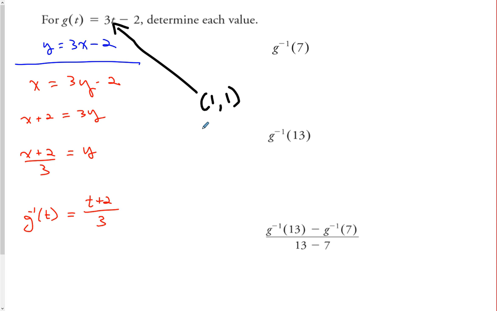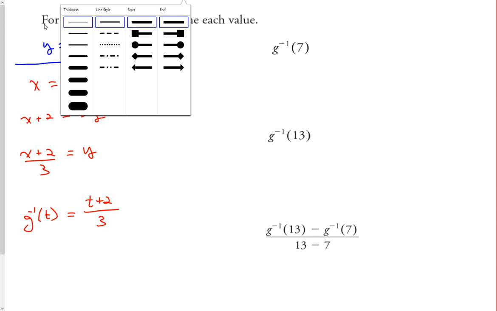Let's try it over here. When I put in my y coordinate, which also happens to be 1, 1 plus 2 is 3, divided by 3 is also 1. So that works. And any value I put in for x, when I get a value for y, I should be able to take that y value and put it into my inverse function and get my original x value back again. So these do the opposite, right? One undoes the other. Okay, so let's actually try subbing these in.